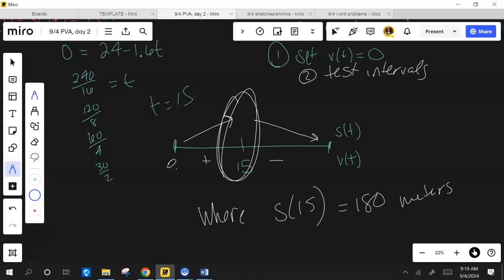Now, what would happen if I did this and I got negative? What's happening there? It started at its highest point, right? If it's always decreasing, then I started out at the highest point. Does that make sense to you?